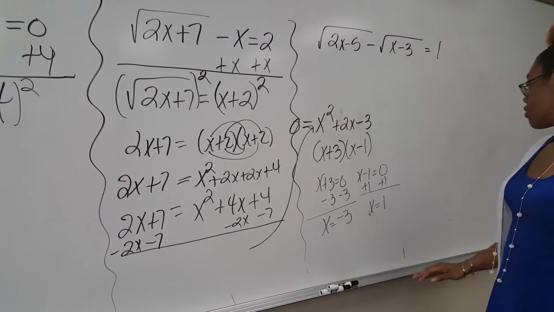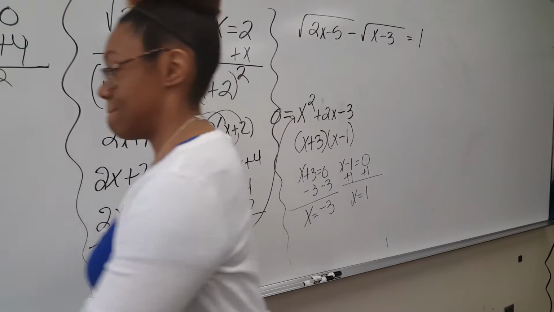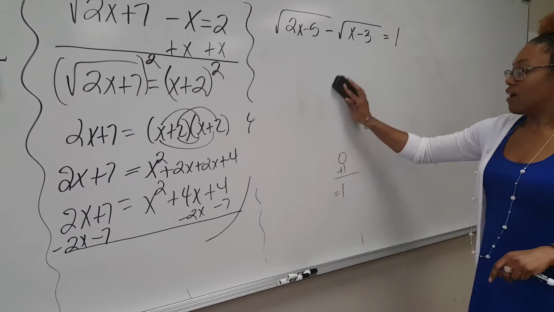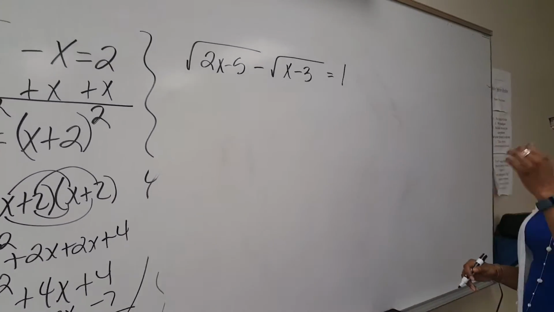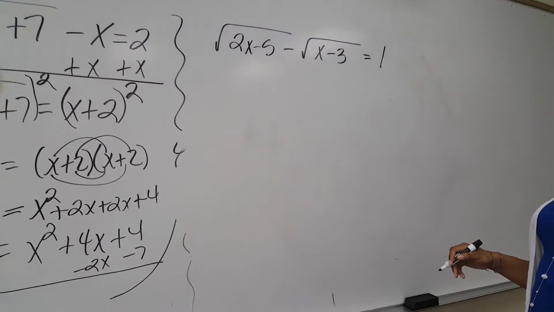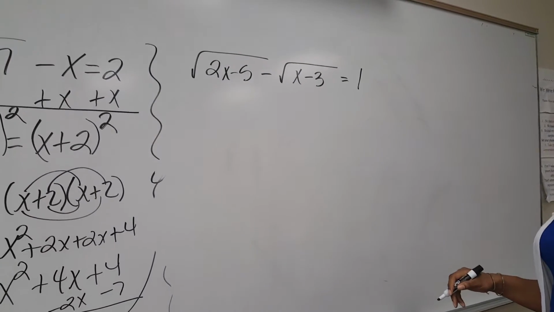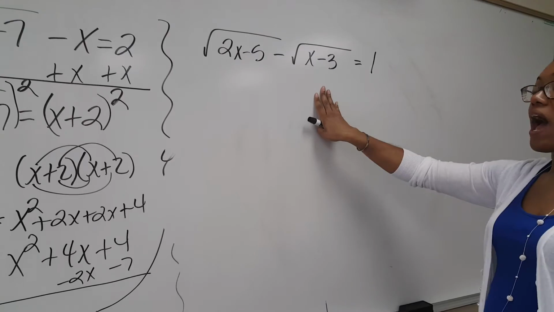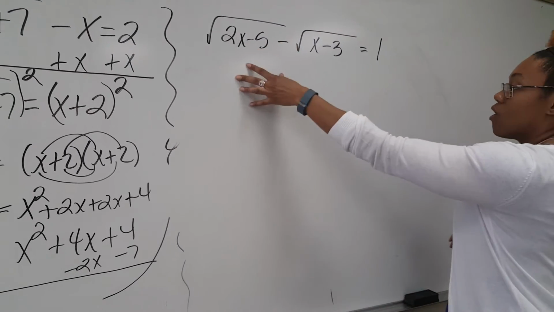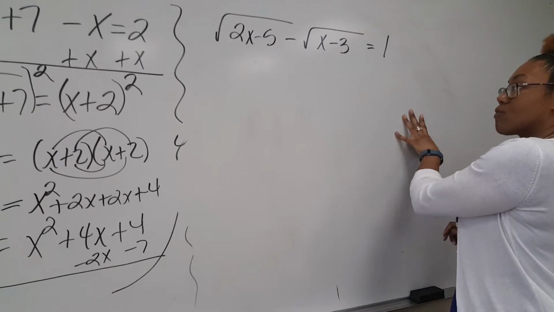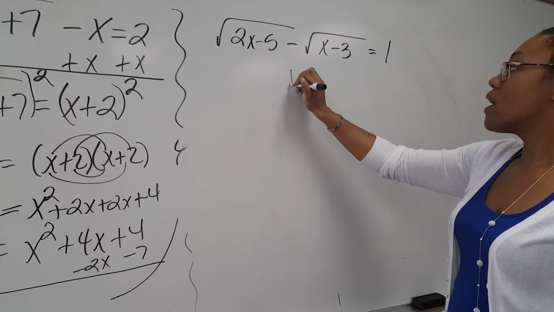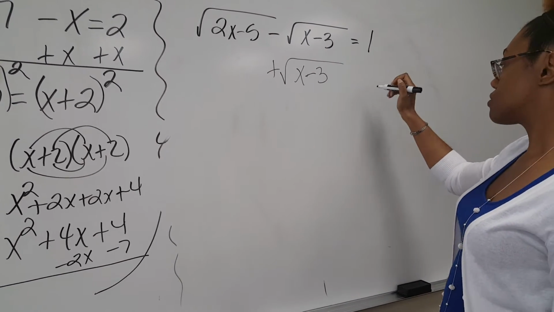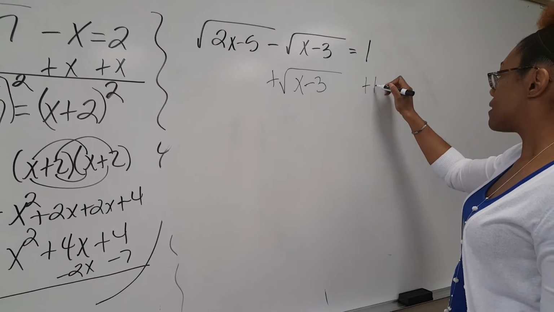Now, if we move a little further, we have the square root of 2x minus 5 minus the square root of x minus 3. It has quite a bit going on here. There's two radicals on one side. It is best to get one radical on the left-hand side and one radical on the right-hand side. So I would add the square root of x minus 3 to both sides.